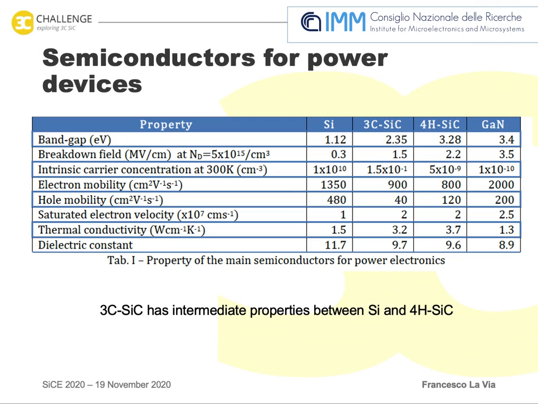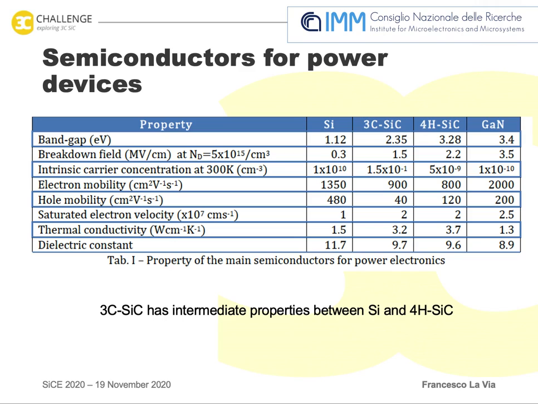If we look at the properties of the main semiconductors used for power devices, we can see that both silicon carbide and gallium nitride have a breakdown field much higher than silicon. This gives the opportunity to realize a power device with a low power dissipation using these materials. Furthermore, silicon carbide has a high thermal conductivity, and then it is possible to realize power devices that can manage very high current without a large increase of the temperature of the device.